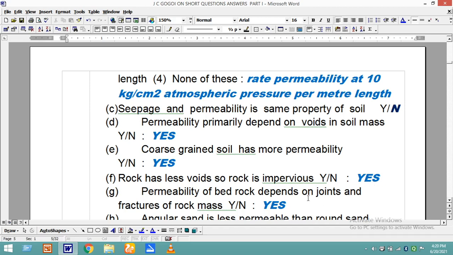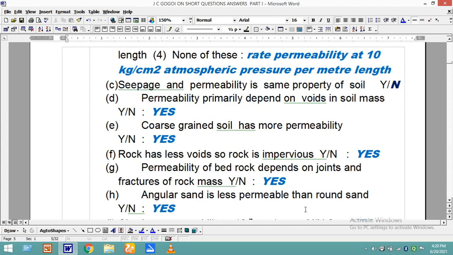Permeability of bedrock depends on joints and fracture of rock mass. Yes. Rock is impervious. Impervious means not 100% impervious, but it is very negligible. But yet, in rock bed, there is some amount of permeability noticed only because of joints and fracture of rock mass. So the answer is yes.